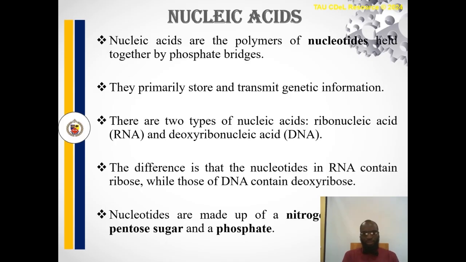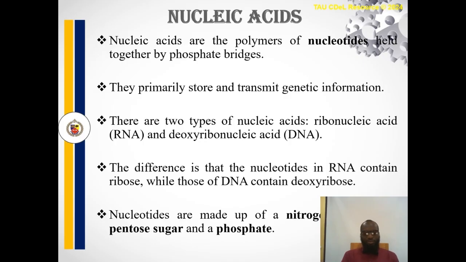What are the types of nucleic acids we have? We have ribonucleic acid, that is RNA, and deoxyribonucleic acid, DNA. I believe we've all heard about DNA. There's no one who has not heard about DNA. DNA is a type of nucleic acid. And what does DNA do? DNA stores genetic information, while RNA transmits genetic information. So from DNA to RNA, and then from RNA to proteins.